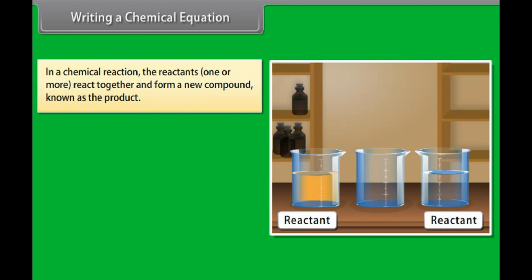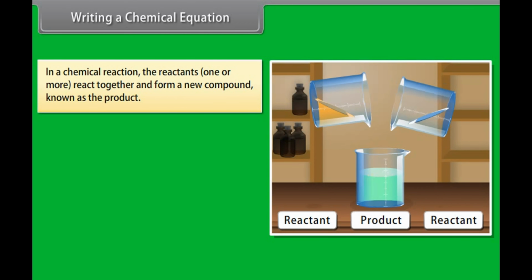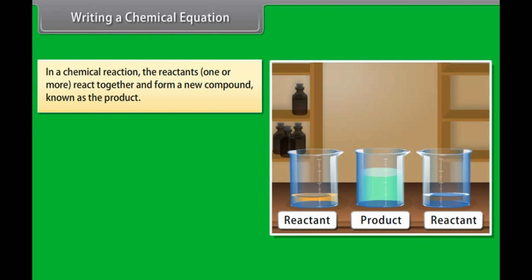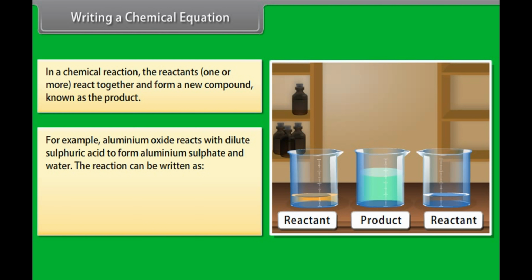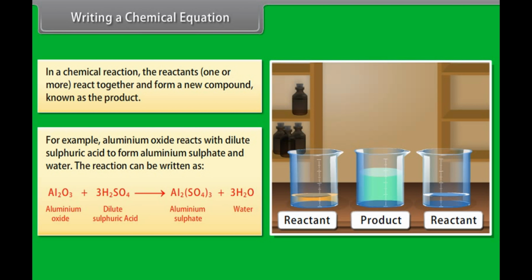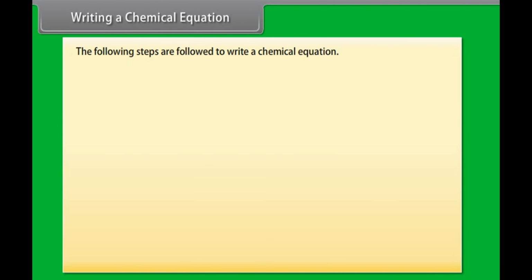Writing a chemical equation. In a chemical reaction, the reactants, one or more, react together and form a new compound known as the product. For example, aluminium oxide reacts with dilute sulfuric acid to form aluminium sulfate and water. The reaction can be written as aluminium oxide plus dilute sulfuric acid gives aluminium sulfate and water. The following steps are followed to write a chemical equation.